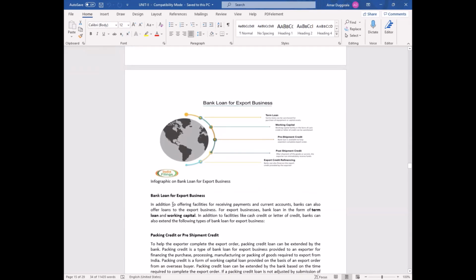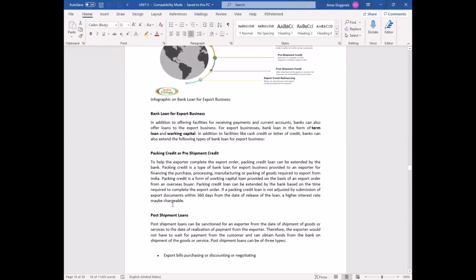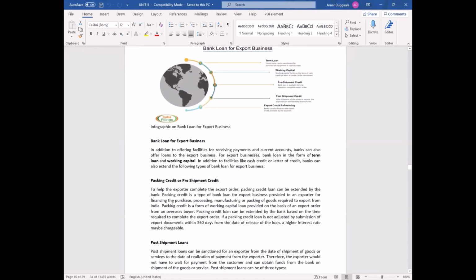What types of loans are given for the export business? One is that you are starting an export business, you are going to diversify an export business, you are going to expand an export business, right? Or you want to add some imports into your export business. These are the areas where loans are granted. And what type of loans are given? Term loans and working capital loans.